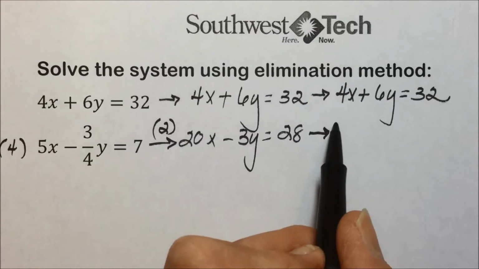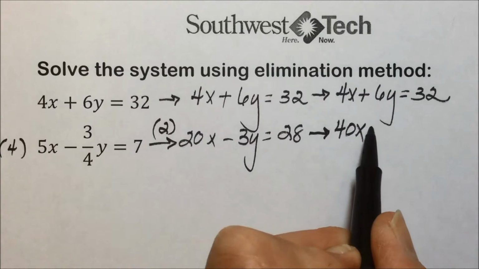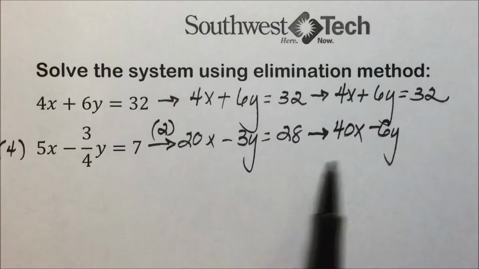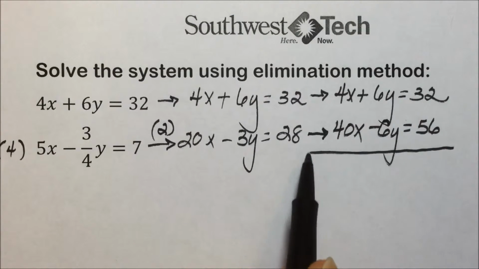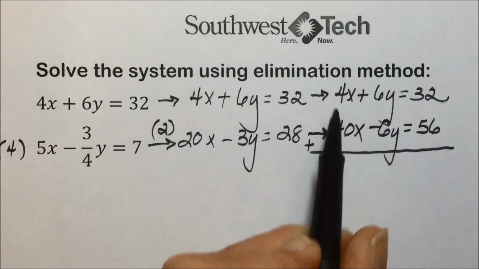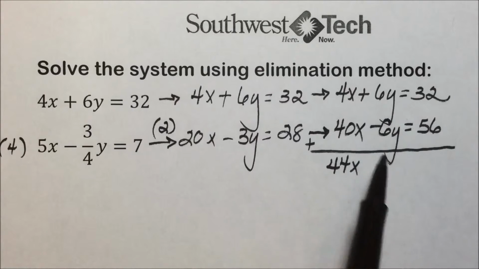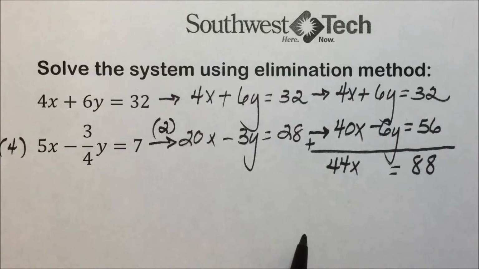So 2 times 20 leaves us with a 40x. 2 times negative 3y is a negative 6y. And 2 times 28 is 56. Now adding the two equations together, we end up with 44 x's. Combining the x's, y's are gone, and adding the constant terms leaves an 88.